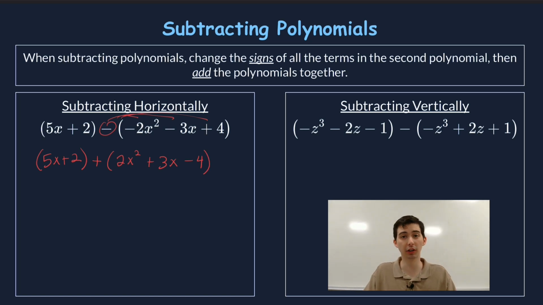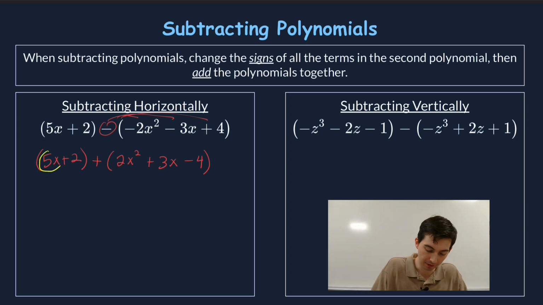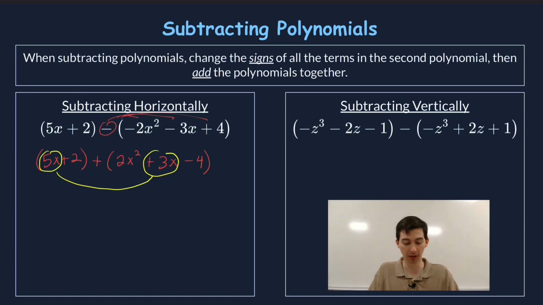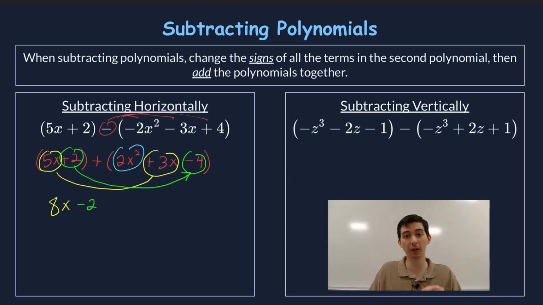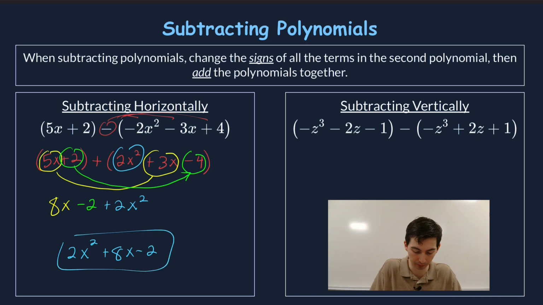Now let's find all of our like terms from one group to the next. So I've got this 5x and this 3x. If I add those up, 5 plus 3 would give me 8x's total. Then I have this 2, which I can pair up with this negative 4. 2 minus 4 would give me a negative 2. And then the last thing I have is just this 2x squared, but that doesn't have any like terms with it, so I'm just going to bring that down as is. So my simplified polynomial is 2x squared plus 8x minus 2.